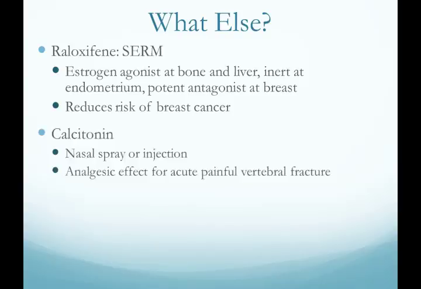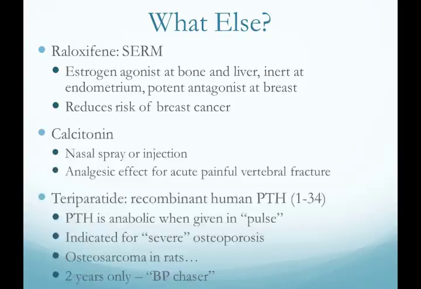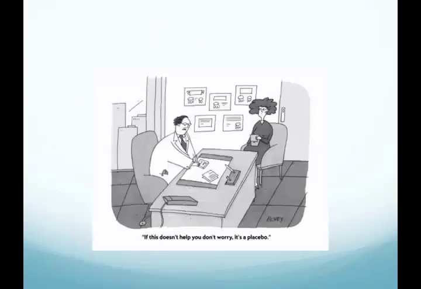Calcitonin we really don't use anymore. It can be used for relieving pain in someone who has vertebral fracture. And teriparatide, which is a recombinant human PTH, is the only one that is actually anabolic and makes you make bone.